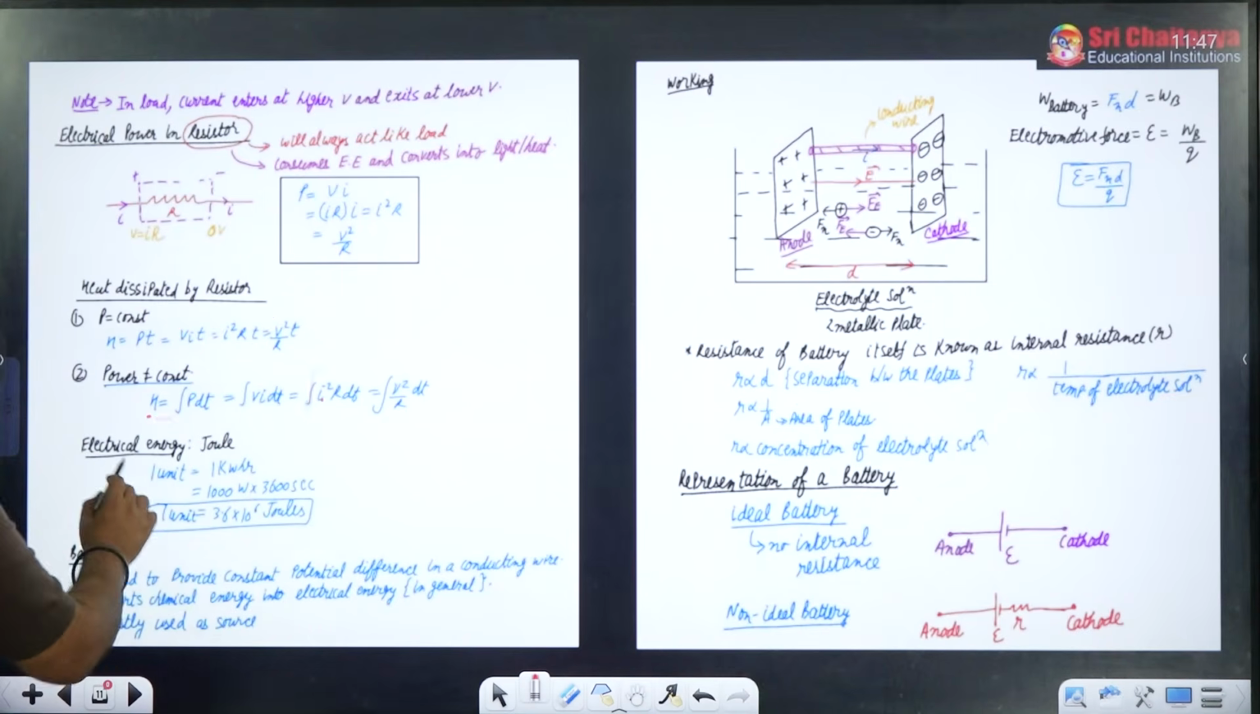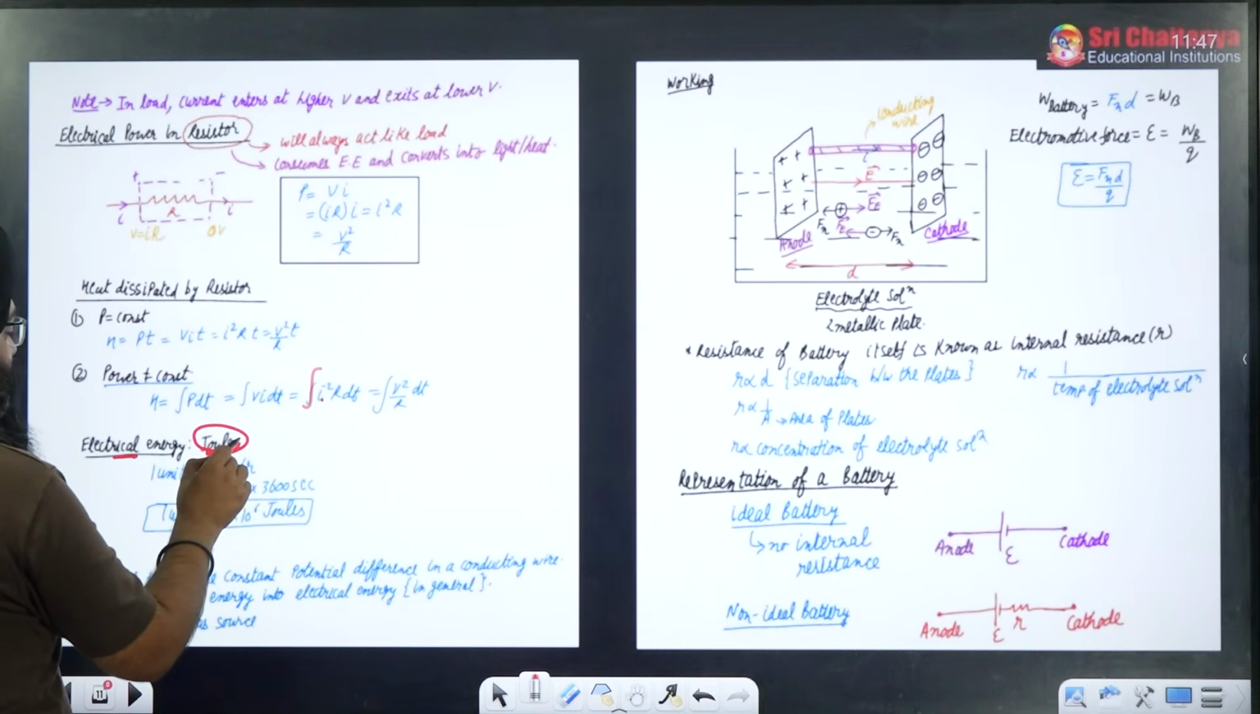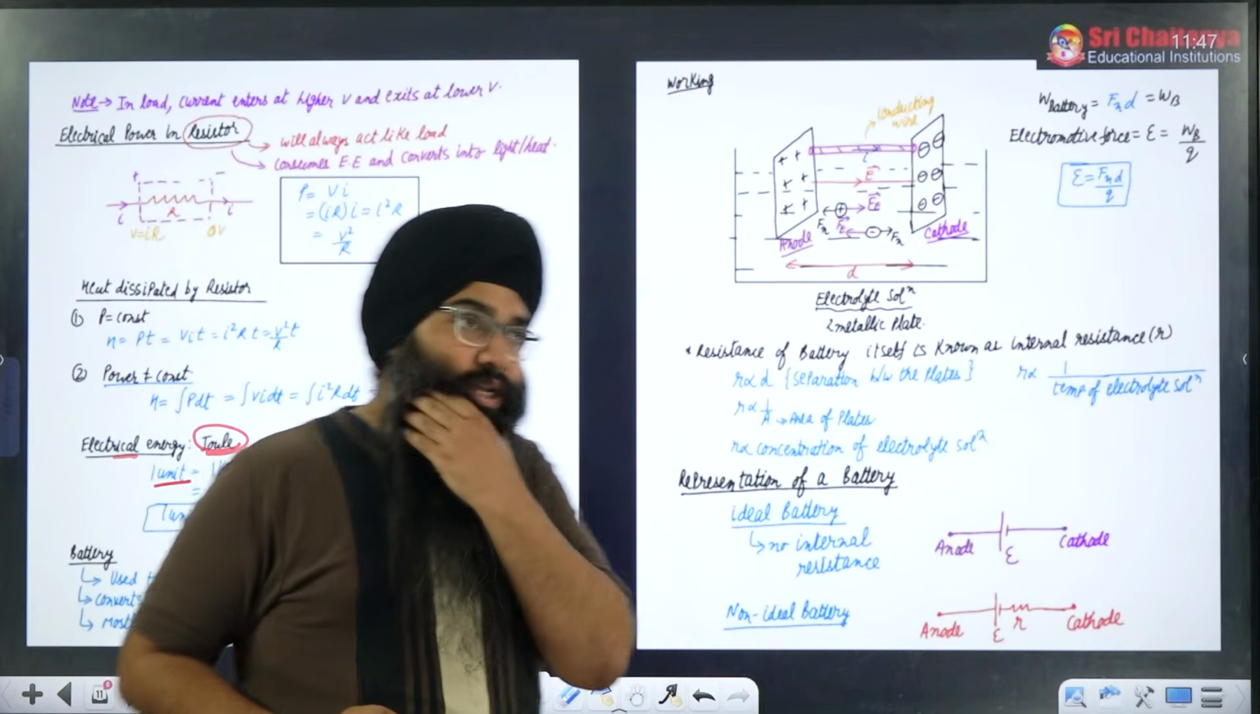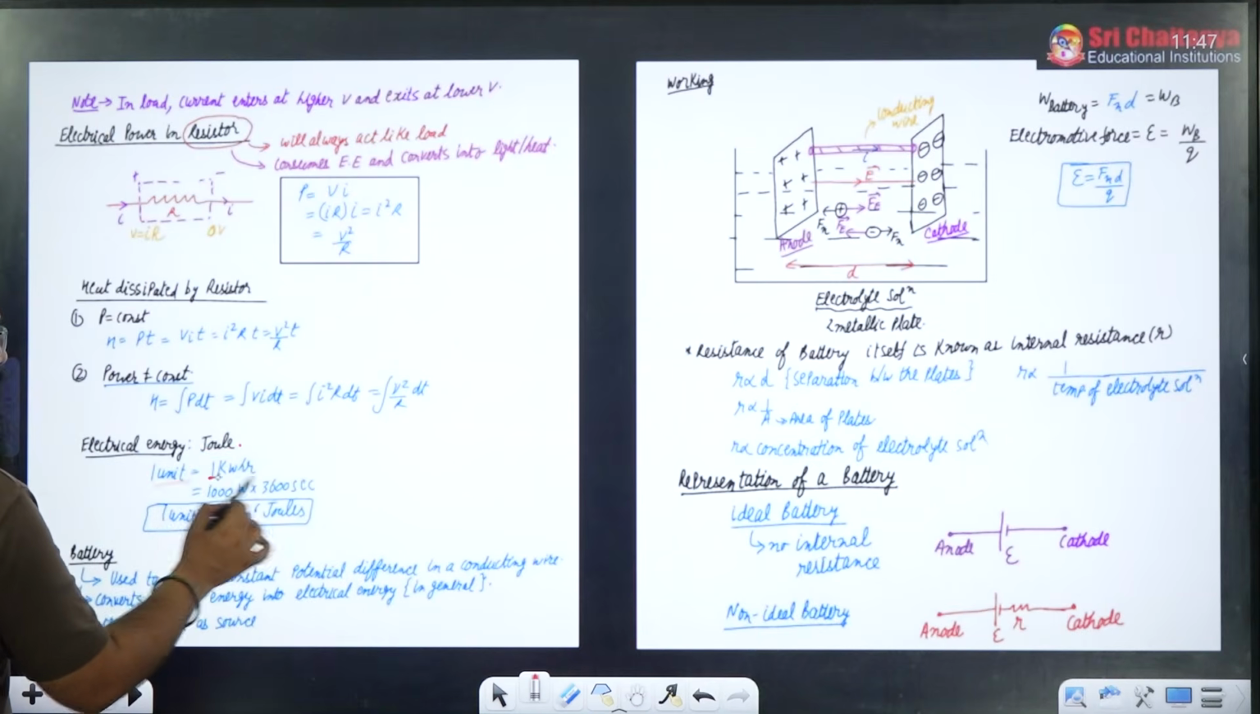There is one more unit of electrical energy. Electrical energy is given in joules, but 1 unit of electricity is 1 kilowatt hour.